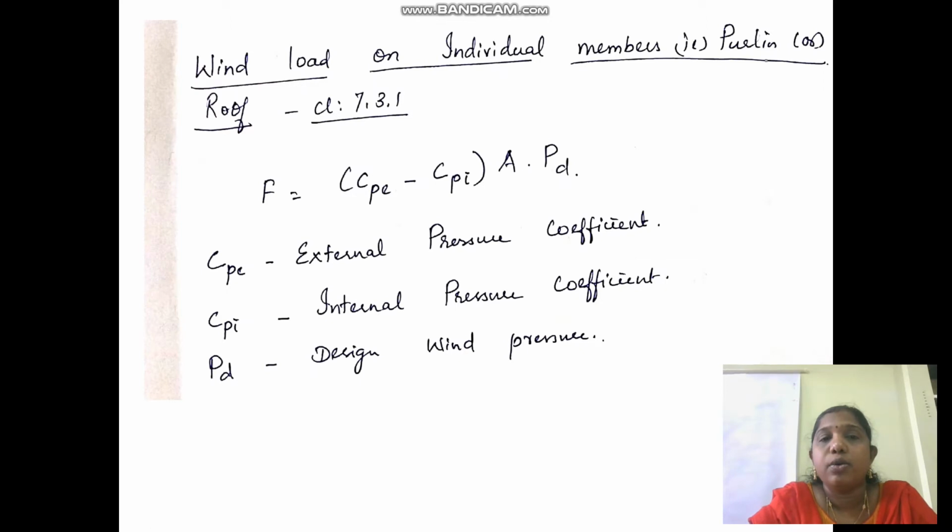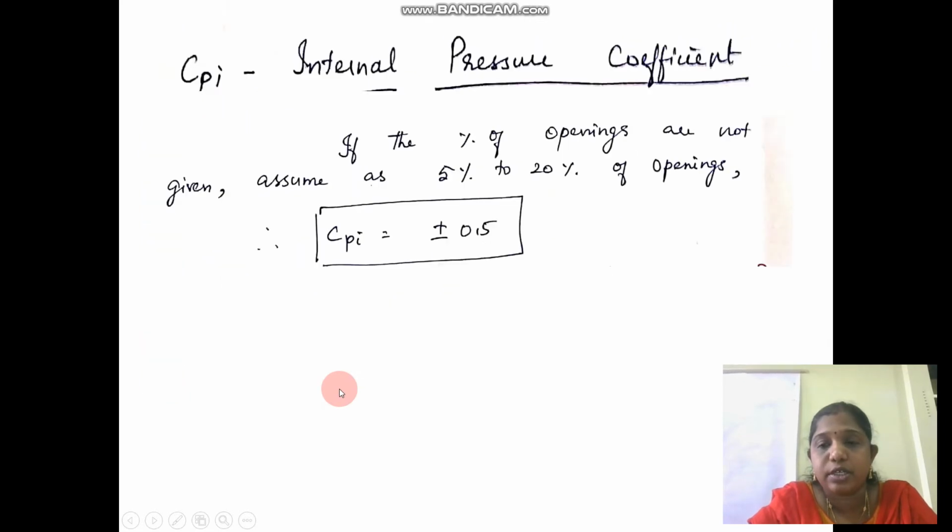Now you are going to find out the wind load acting on the individual members, in our case the purlins. So F is equal to (Cpe minus Cpi) into A into Pd. Cpe is your external pressure coefficient, Cpi is your internal pressure coefficient, and Pd is your design wind pressure.